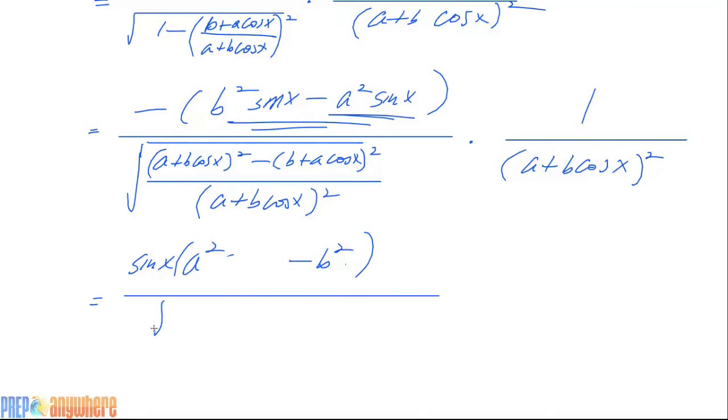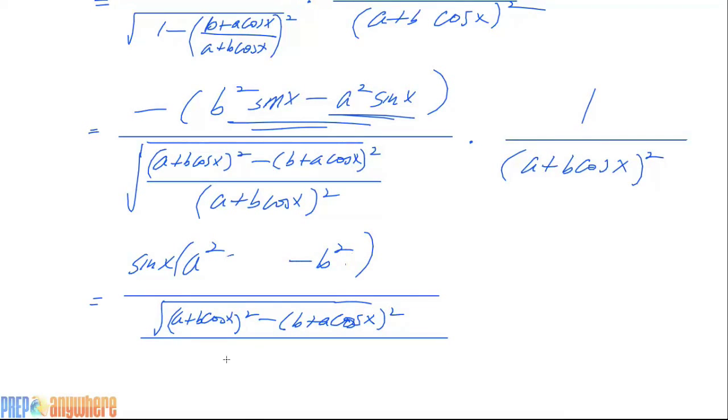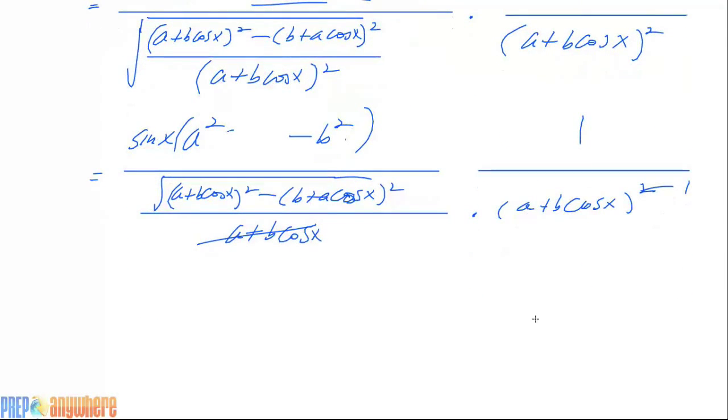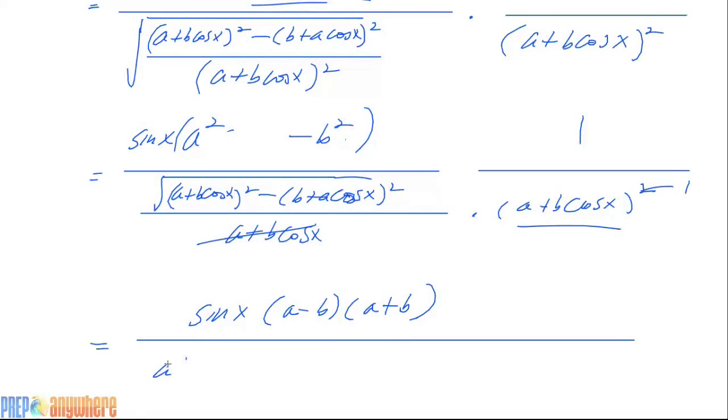Okay, and then the bottom we get this: a plus b cosine of x squared minus b plus a cosine of x squared, all over a plus b cosine of x multiplied by a plus b cosine of x squared. So you see that that'll get reduced with that one, right? On the top now I can factor it: sine x, a minus b, a plus b, and at the bottom we have this.